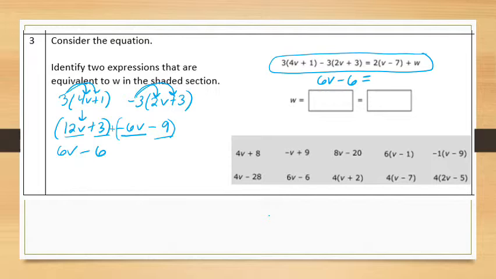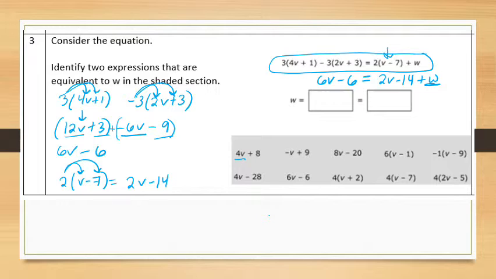And over here, I need to think about what this could be. So let's try distributing this piece right here first. So 2 times v minus 7. Let's do 2 times v, which would make 2v, and 2 times negative 7, which would be negative 14. So over here I have 2v minus 14 plus w. So I have to think about what could fit here as w that would cause it to be equivalent. So let's play with some different things.